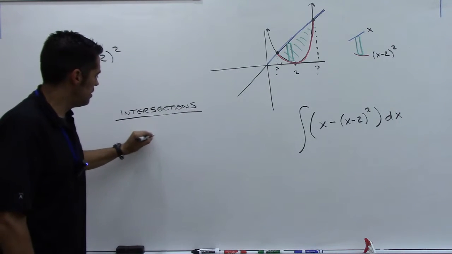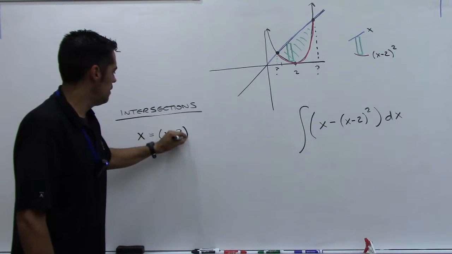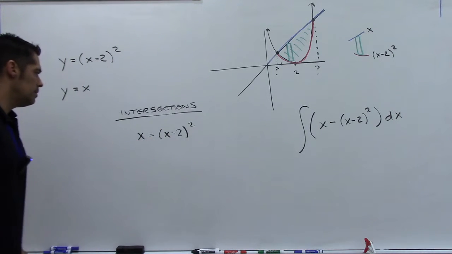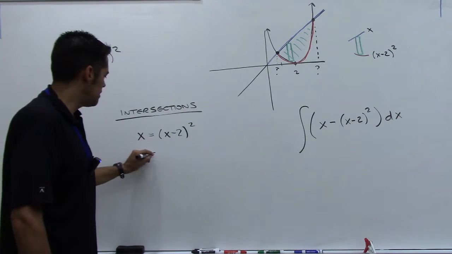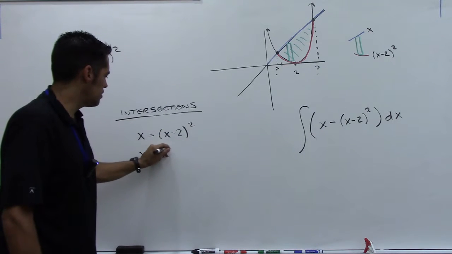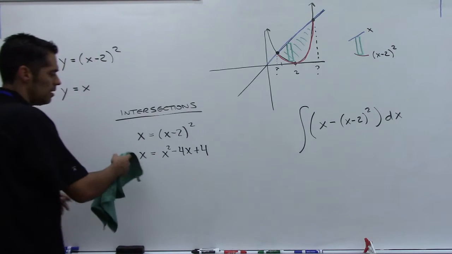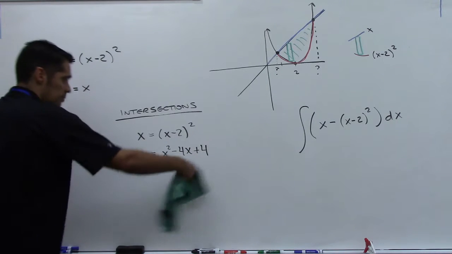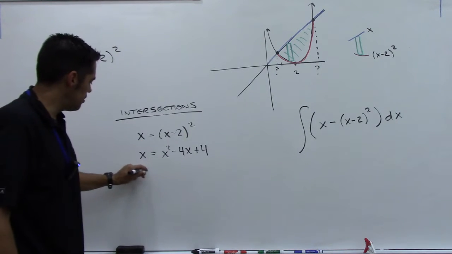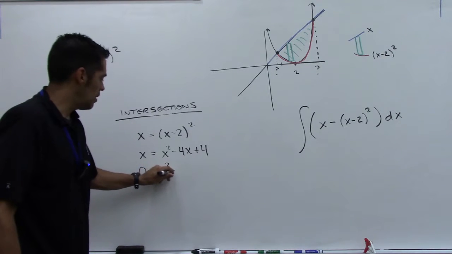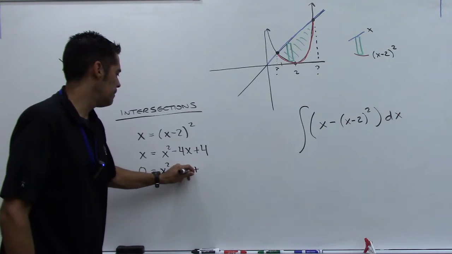When is x equal to (x minus 2) squared? Then I'll expand the right side, so I'll FOIL that out, and I get x squared minus 4x plus 4. Then I'll realize I have a quadratic equation, so I'll move everything to one side. So 0 equals x squared minus 5x plus 4.